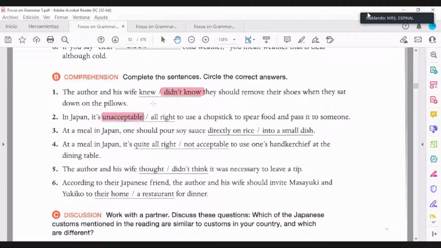Y aquí que con las manos nos tiramos el pedazo de pollo. At a meal in Japan, one should pour soy sauce directly on rice or into a small dish. Into a small dish. Oh, Diego Funes, I was missing you when you were absent, baby.